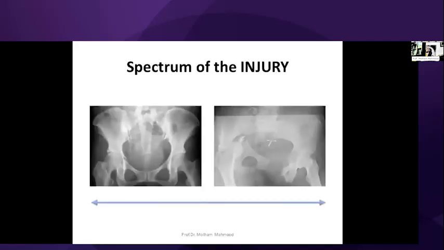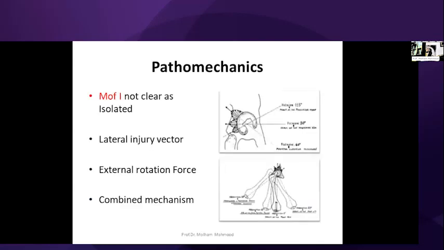The spectrum of injury, the combined pelvic and acetabular fracture, ranges from the left picture, where we can hardly see the fracture, to the right one, which shows displacement and fracture dislocation. So it is not one type. The mechanism of injury in this combined injury is not clear as a single one. Usually there is a lateral injury vector, an external rotation force, and usually a combined mechanism of injury.